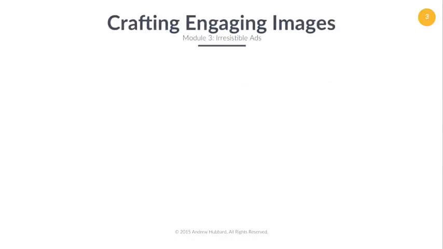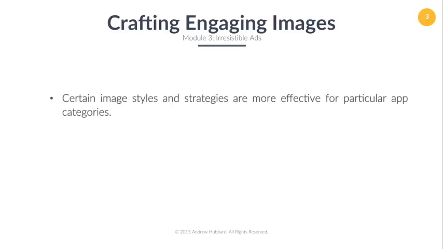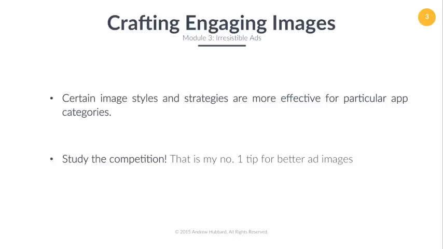Okay, so you're probably wondering what you should include in your images. Certain image styles and strategies are more effective for particular app categories. You will notice once you start to scroll through and look at the app install ads in your Facebook feed that depending on the category, depending on the type of app, they'll use different types of images. My best piece of advice is to study the competition. Look at what your competitors are doing. That's my number one tip.